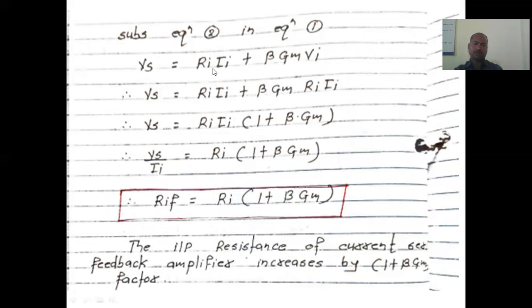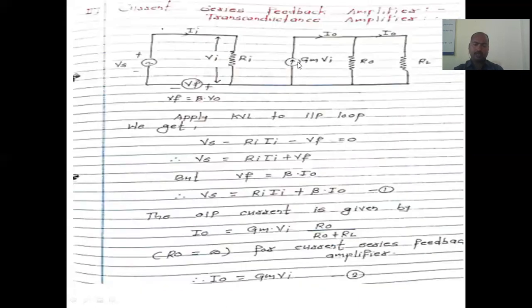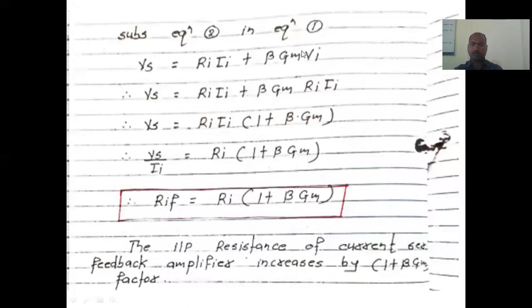So Vs is equal to Ri into I plus beta into Gm into Vi. This is the equation, right? We know that V equals IR, where I indicates the input current and R indicates the input resistance. So Vi is equal to Ri into I, and we put that here.